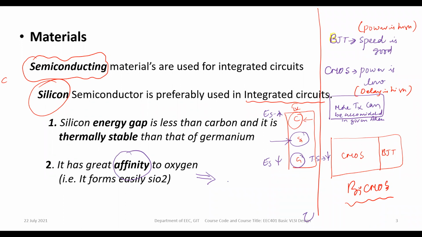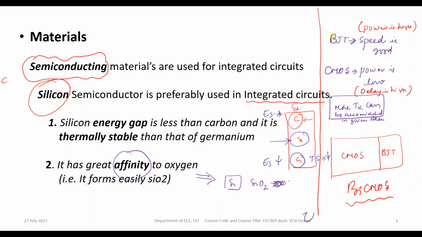So that means whenever we have silicon, it automatically forms silicon dioxide, SiO2, when you place the silicon in an oxygen chamber. When it is exposed to oxygen, silicon dioxide is formed. Silicon dioxide is an insulating material, and that kind of insulating property is necessary for integrated circuits.